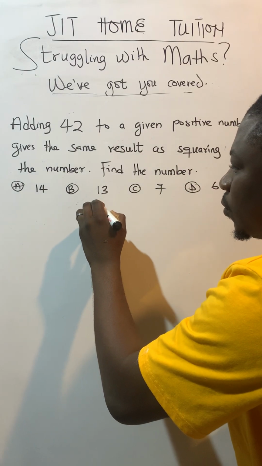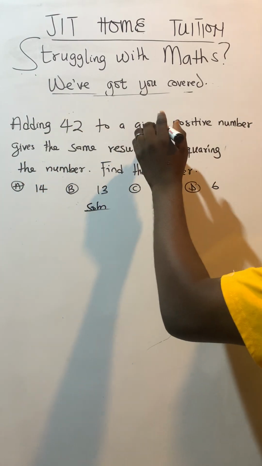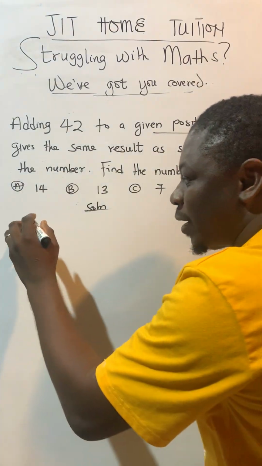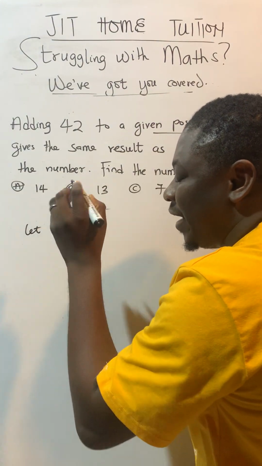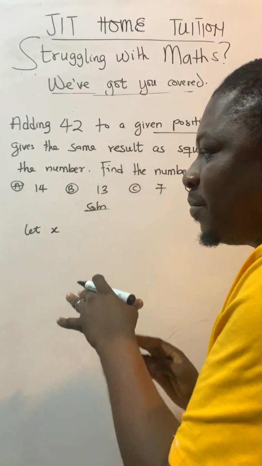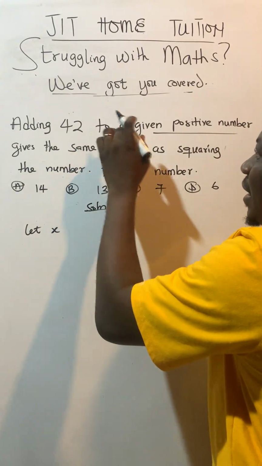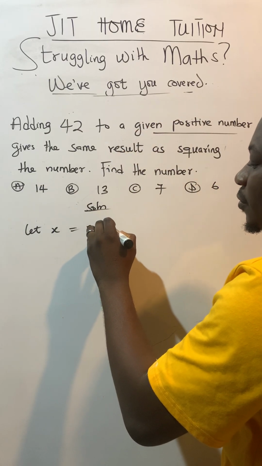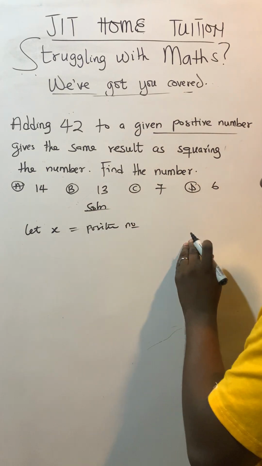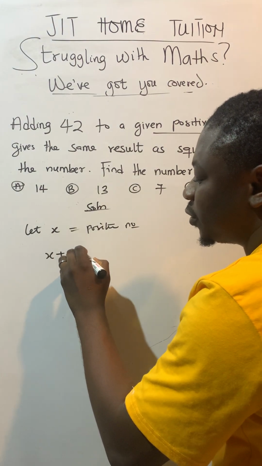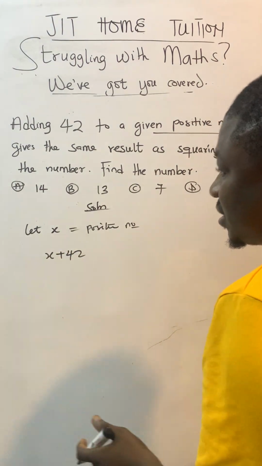So first of all, adding 42 to a given positive number, we don't know that number. So what you're going to write is, let's say x, or that you are using a variable to represent that number. So we are using x. Let x be equal to that positive number. All right, so adding 42 will become x plus 42, or 42 plus x.